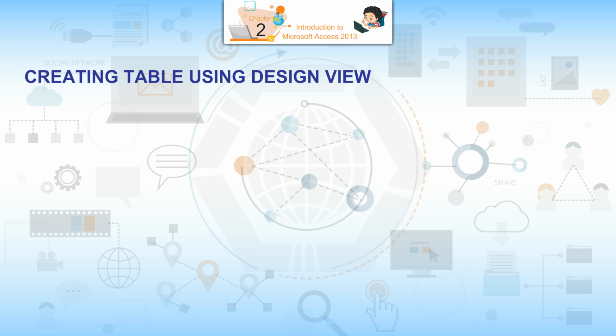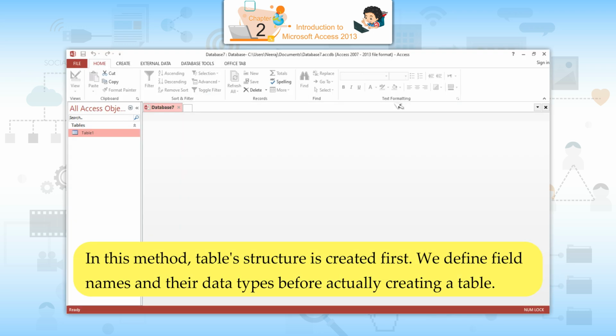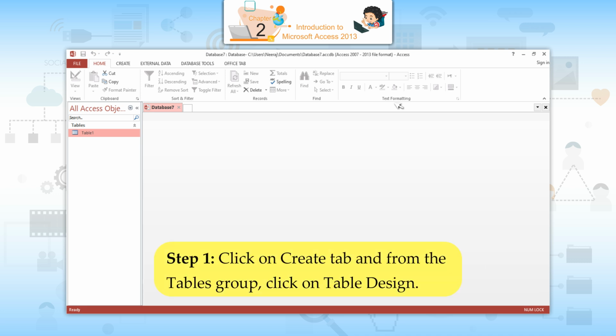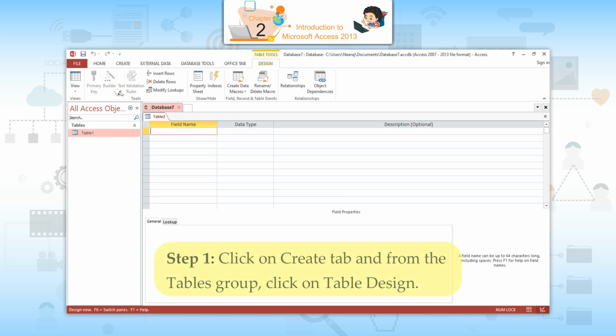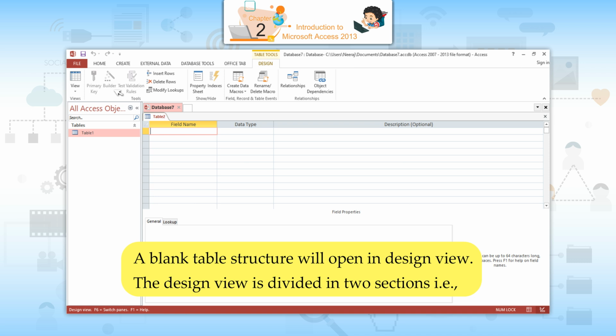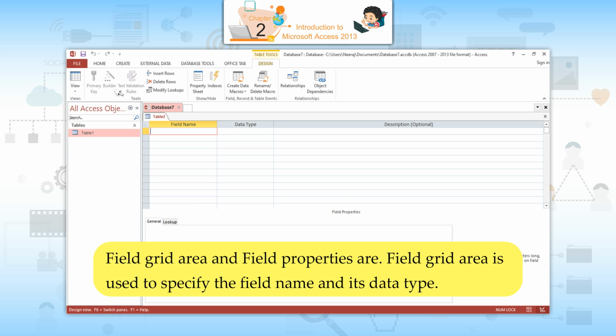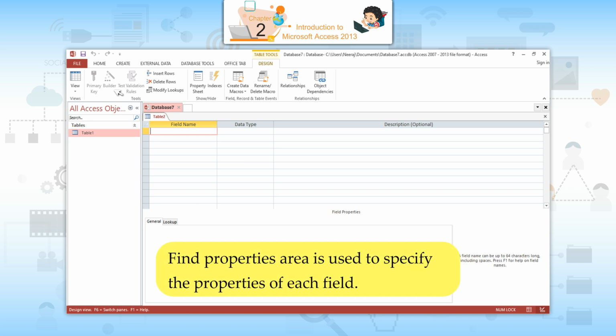Creating table using Design View. In this method, table structure is created first. We define field names and their data types before actually creating a table. Step 1. Click on Create tab and from the Tables group, click on Table Design. A blank table structure will open in Design View. The Design View is divided in two sections, that is, Field Grid Area and Field Properties Area. Field Grid Area is used to specify the field name and its data type. Field Properties Area is used to specify the properties of each field.